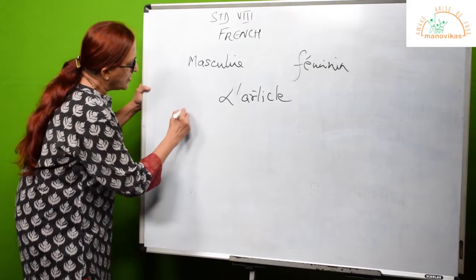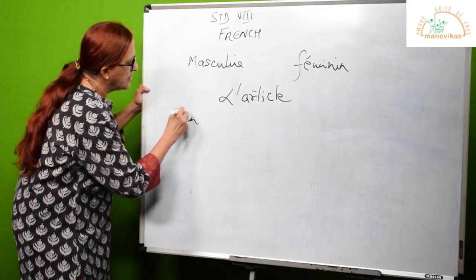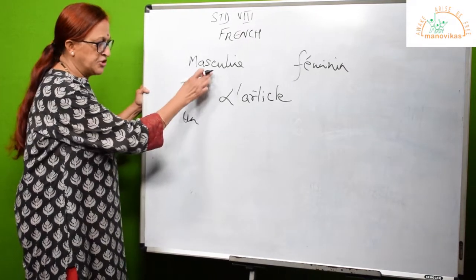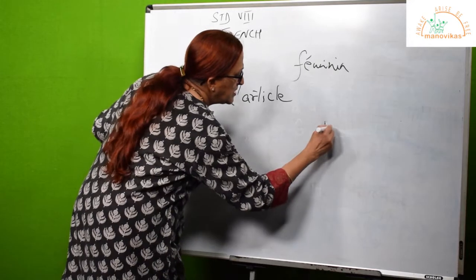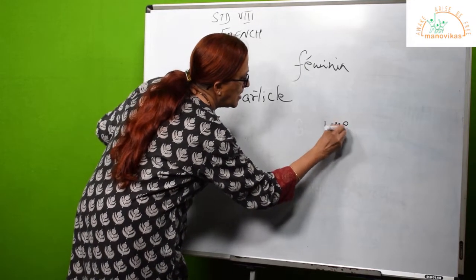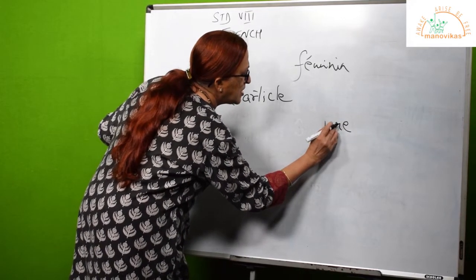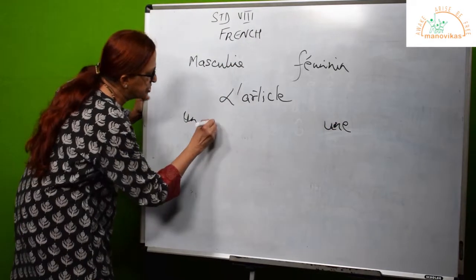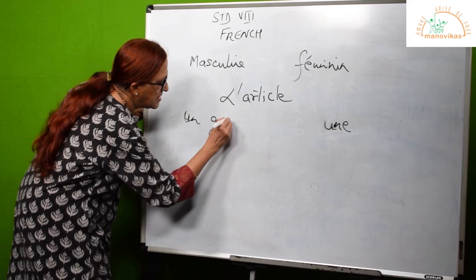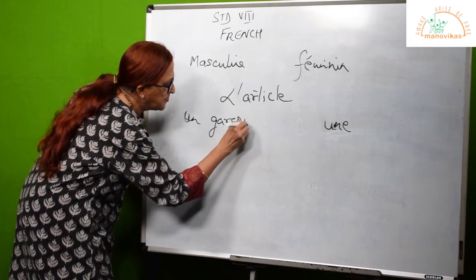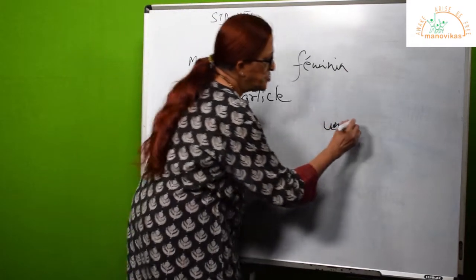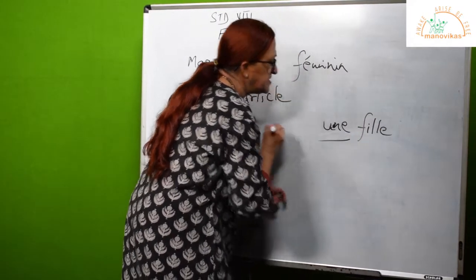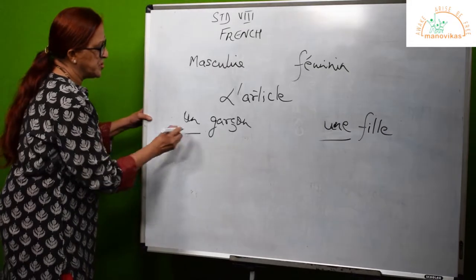So, you have un. This is singular for a male, that is masculine. Whereas une is singular for a feminine. For example, un garçon. When we say un garçon, it means a boy. Whereas when we say une fille, it means a girl. What is the difference? Un and une.